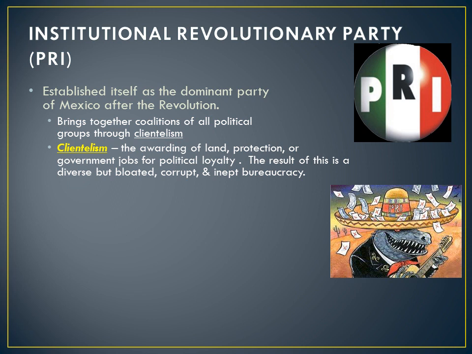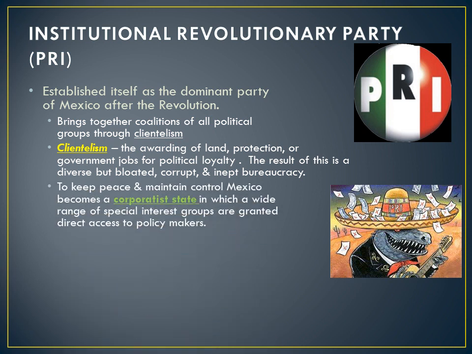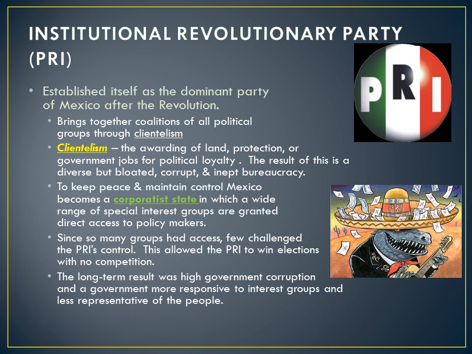The result of this was an extremely large bureaucracy that became very corrupt and inept over the course of many decades. To keep peace and maintain control throughout the country, the Institutional Revolutionary Party embraced a corporatist system that allowed for many interest groups to have direct influence over the types of policies that the PRI adopted. Since so many groups had access, there were few challenges to the PRI's control in the decades leading up to the 1990s. The PRI won elections easily and faced no legitimate competition. The long-term result was a government with high corruption and a government that was far more responsive to the interest groups involved and less responsive to the people.